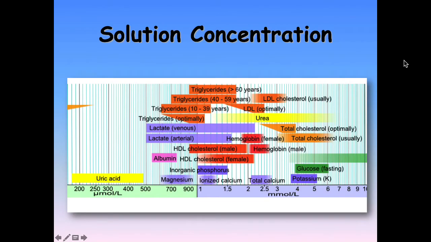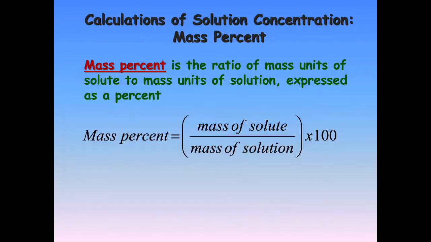Solution concentrations. What we are looking at is to define some of the things in math terms in figuring out concentration of solutions. So the first thing we look at is mass percent, and that's the ratio of the mass units of the solute to the mass units of the solution. So the mass of the solute over the mass of the solution times 100 gives us a percentage of concentration.